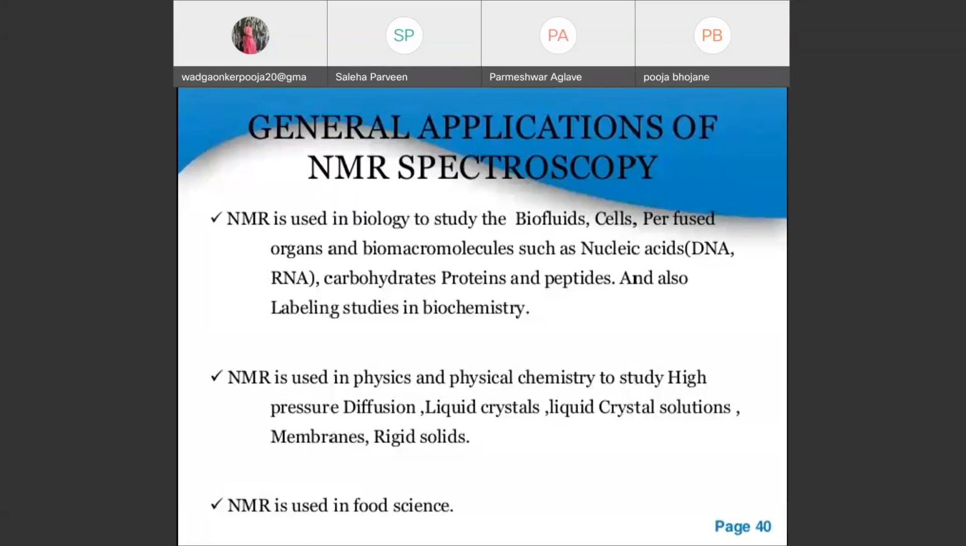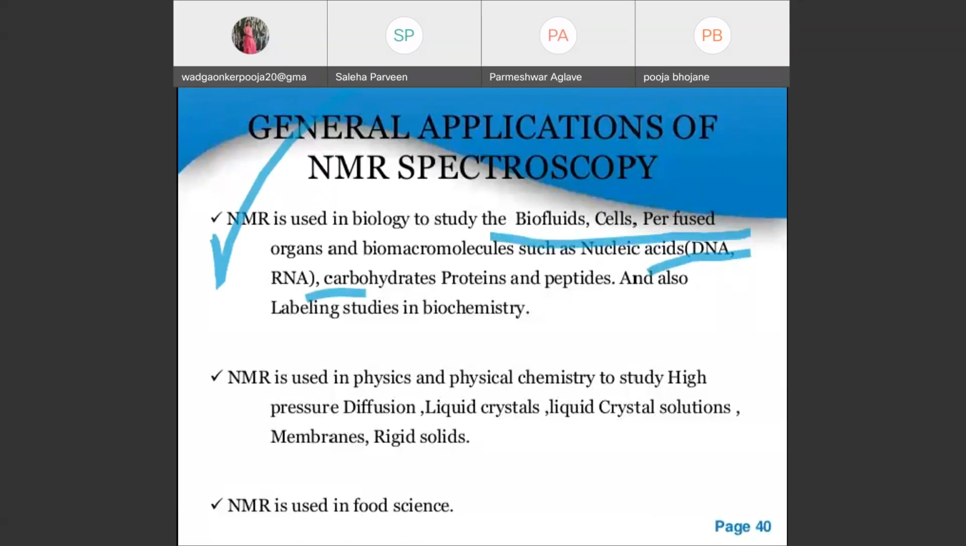What are the other applications of NMR spectroscopy? It is right in front of you. And what are those applications? See, whenever we are dealing with the applications of NMR spectroscopy, NMR can be used to study biofluids, cells, perfused organs, and macromolecules such as nucleic acids, that is DNA, RNA, carbohydrates, proteins, peptides. For the labeling studies of all of these, we use NMR studies.